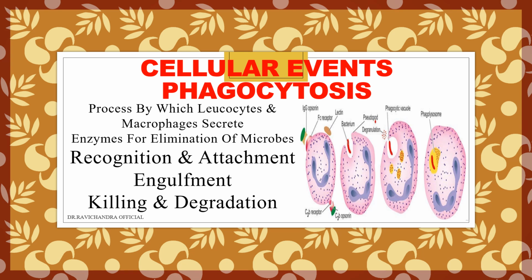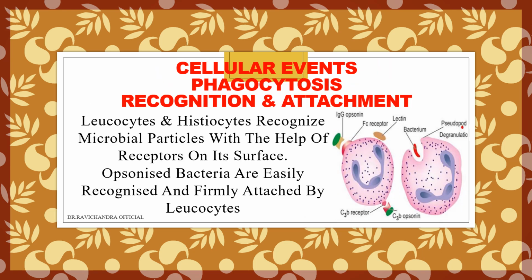The final step is phagocytosis. This is the final cellular event in inflammation. Phagocytosis is a process by which leukocytes and macrophages, a macrophage being nothing but a monocyte, will secrete enzymes for elimination of the microbes. And this phagocytosis involves three steps. First, recognition and attachment. Second, engulfment. Next, killing and degradation.